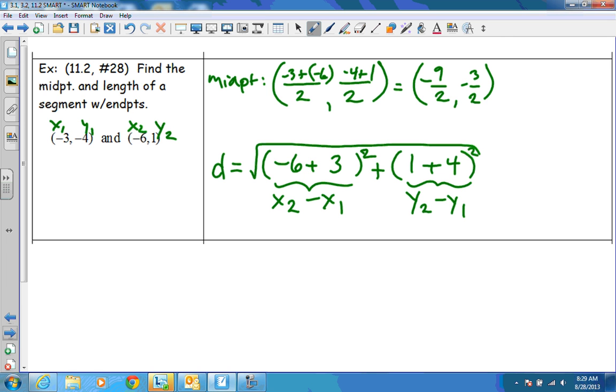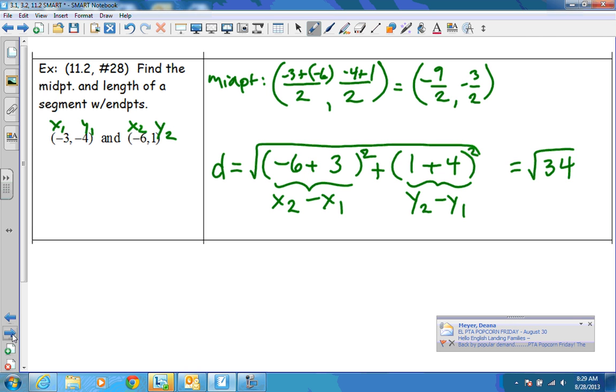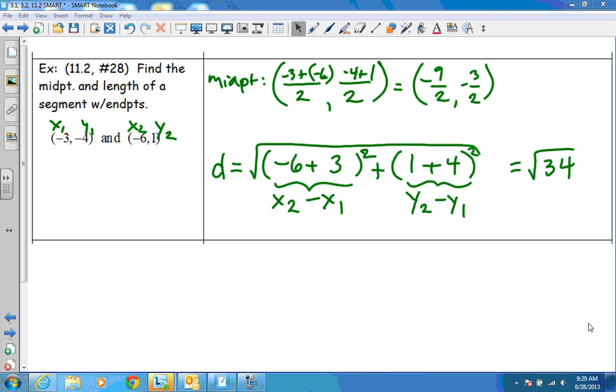Is there something else? Are there any perfect squares? So this is what you should get. Does anybody want me to do more work? I don't mind, just tell me. Everybody get that? Okay, can we simplify that? Is there a perfect square that divides into 34 that we can pull out? No, so we're good. Alright?